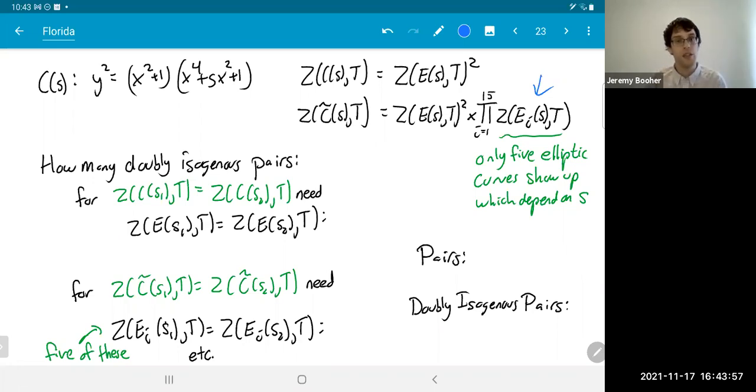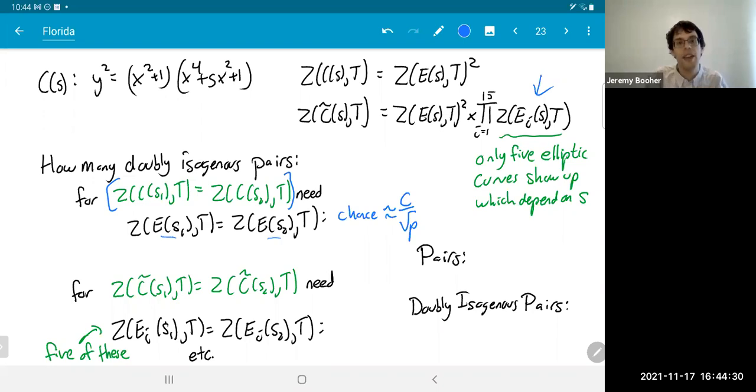So if I want to be doubly isogenous, that means, first of all, I need to have the same zeta function. And that means that these two elliptic curves have to have the same zeta function. That's the problem we talked about at the beginning and warmed up with. The chance that happens, barring any special reason, we expect to be roughly a constant over the square root of p. That's the probability. So not too often, but sometimes.